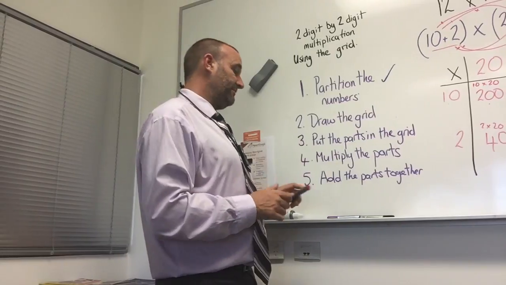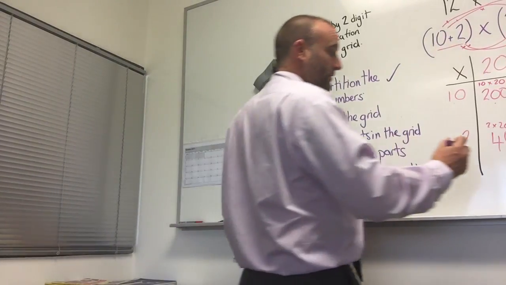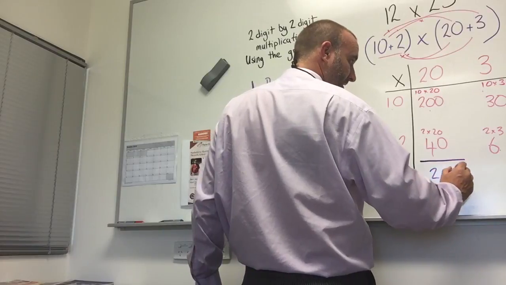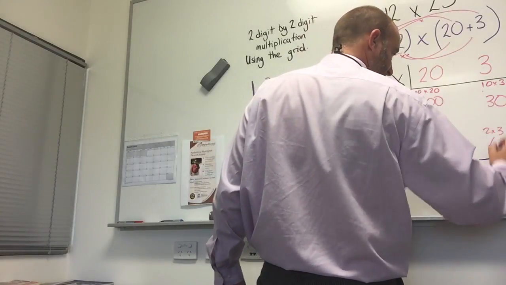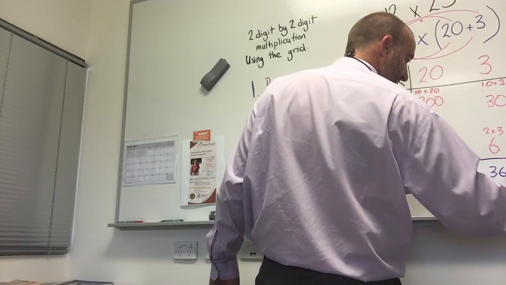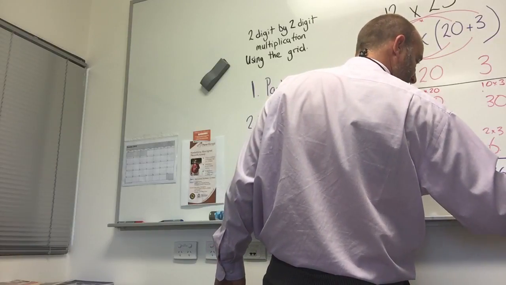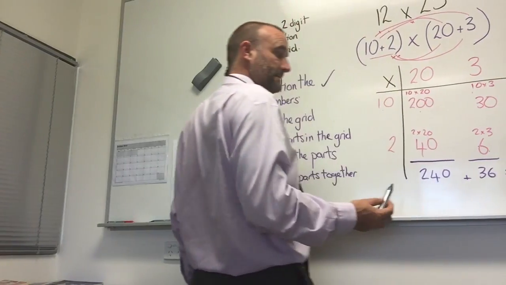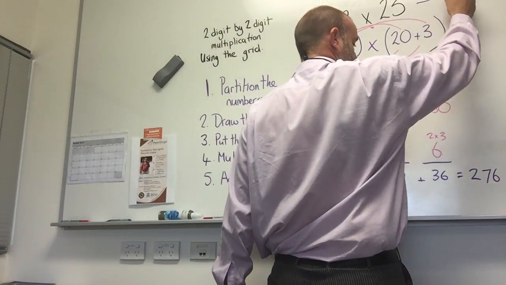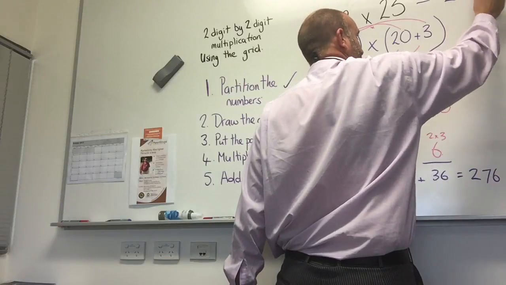Now you need to add the parts together. So 200 plus 40 is 240. 6 plus 30 is 36. And if I add those together, equals 276. So our answer to this problem, 12 times 23, is 276.